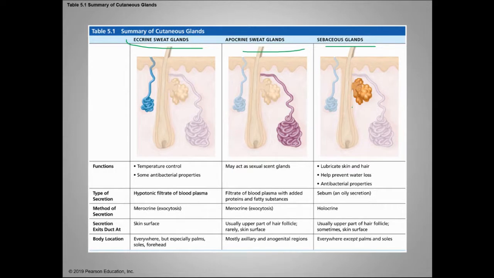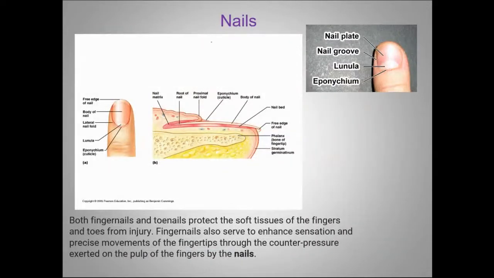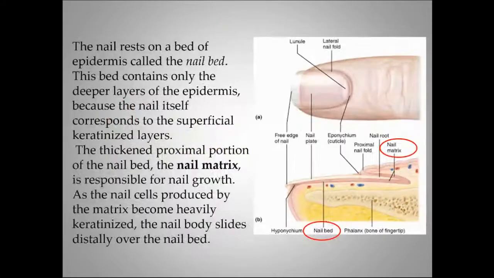All right, and here's just a diagram that showed you all the various types of glands, pretty easy to recognize here. And we talked about nails. Nails protect soft tissue of fingers and toes from injury. And when you think about a nail, you have to think about that stratum corneum that becomes so thick and so keratinized that it becomes very hard. That's what a nail is, okay? So it's nothing different than what we have already seen.